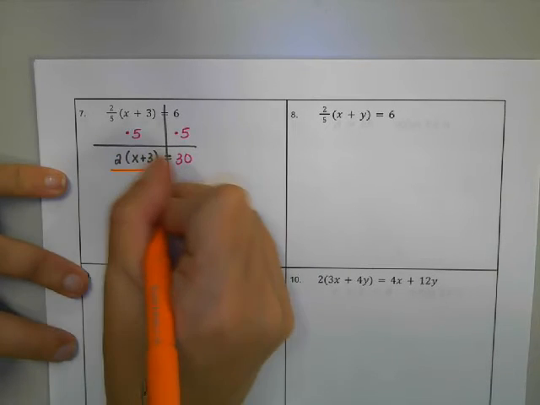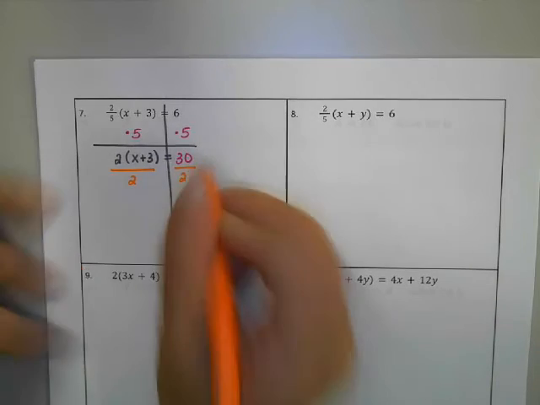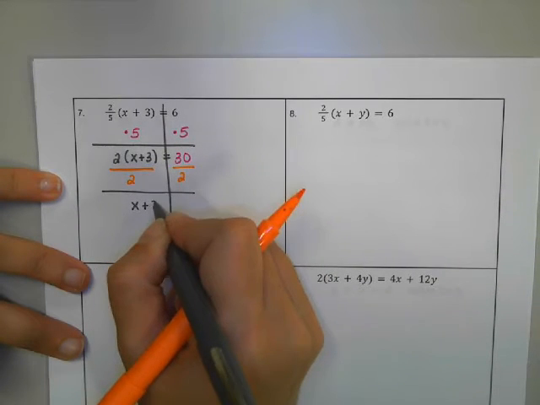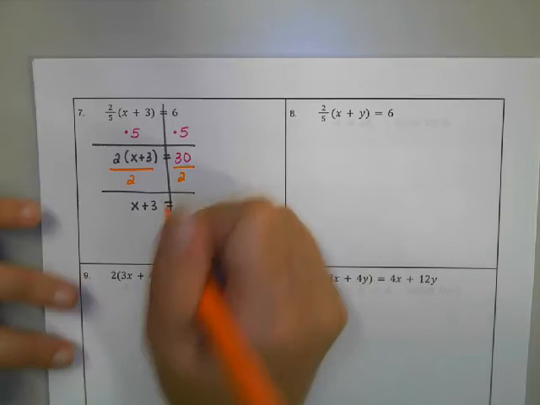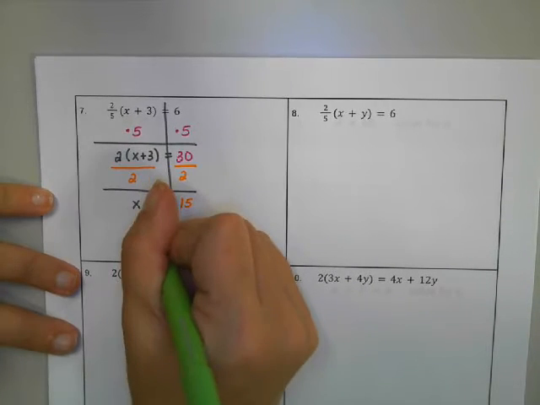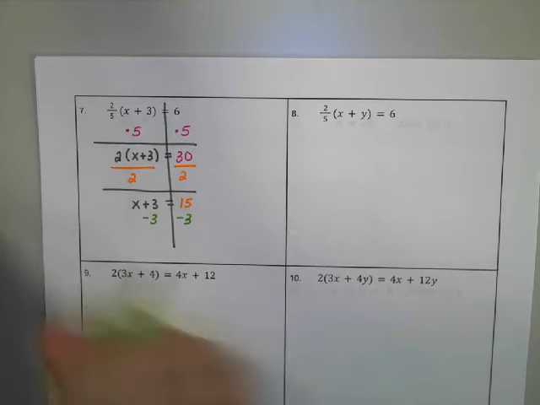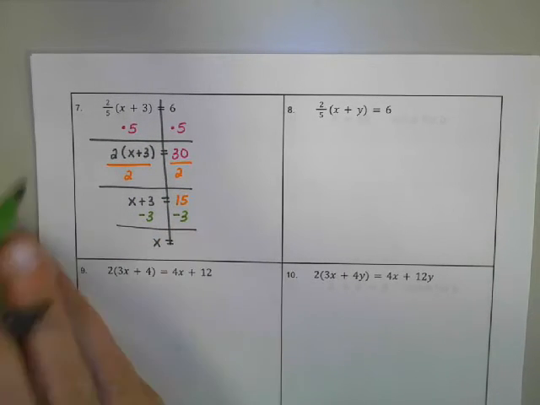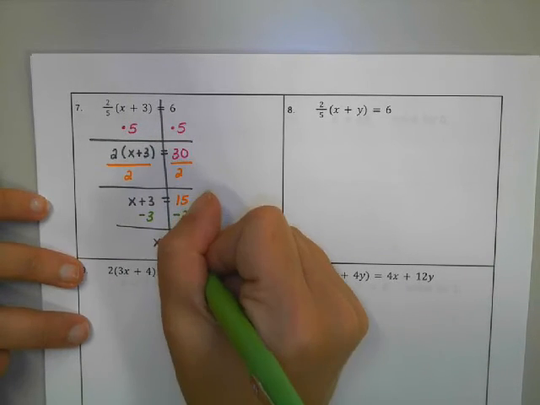Next, I would divide by 2. Now when I divide by 2, I get x plus 3 equals 30 divided by 2, which is 15. And last but not least, I would subtract 3 on both sides. And so I would get x equals 15 minus 3, which is 12.